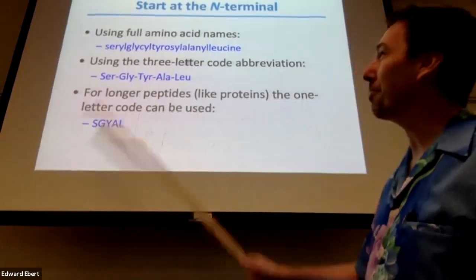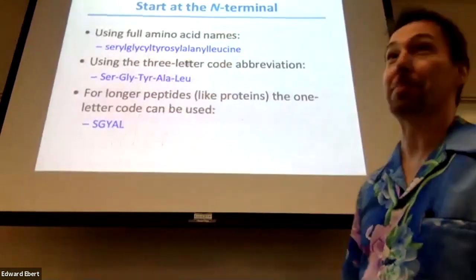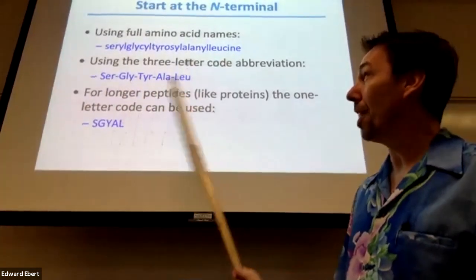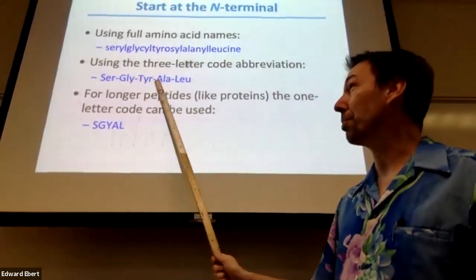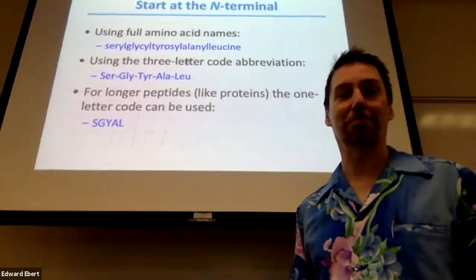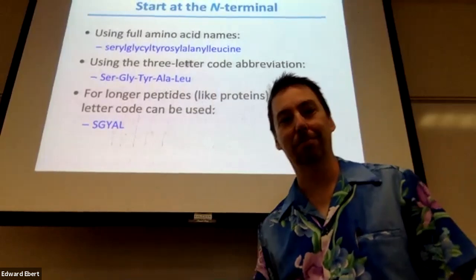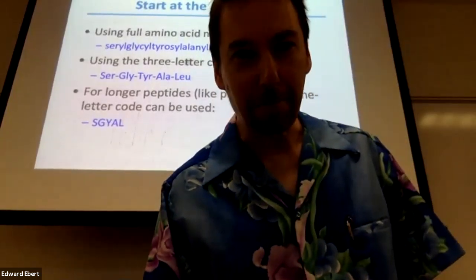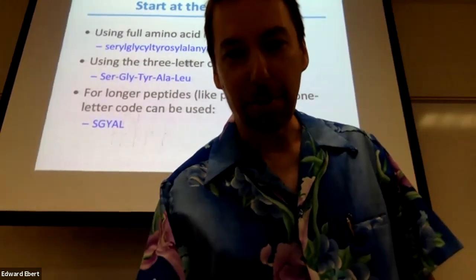All right, but anyway, that's long, that's a mouthful, that's a pain to see. You can't instantly look at that and know what it is. This is a little bit better. Our 3-letter abbreviations explicitly tell us what's in here, but our 1-letter abbreviations are even better. SGYAL. Okay. All right. Do I want to do anything else with that?